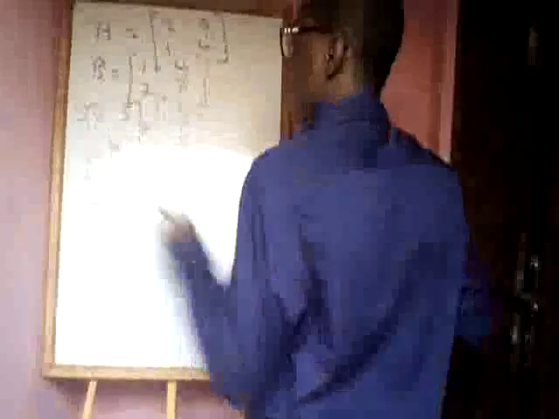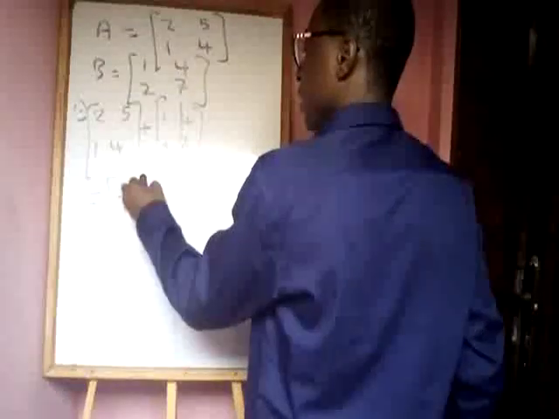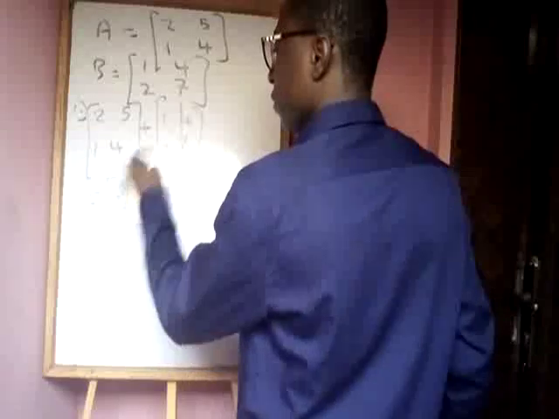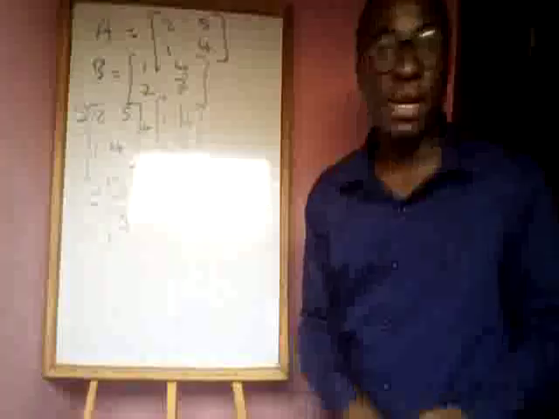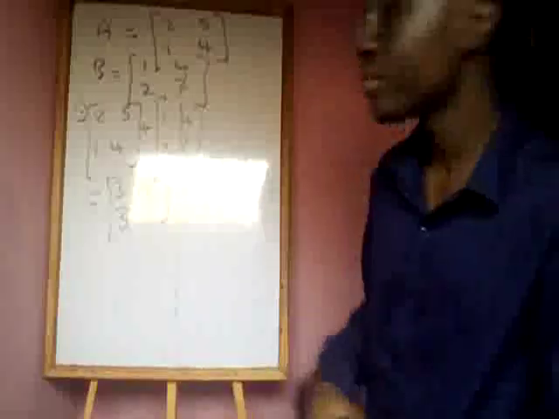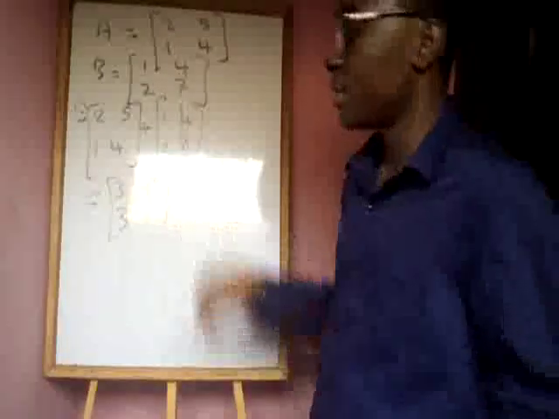I call them cells because they are just like Excel spreadsheets. So 2 plus 1, that's 3. 5 plus 4, that's 9. 1 plus 2, that's 3. 4 plus 7, that's 11. So that is basically the addition of these matrices.